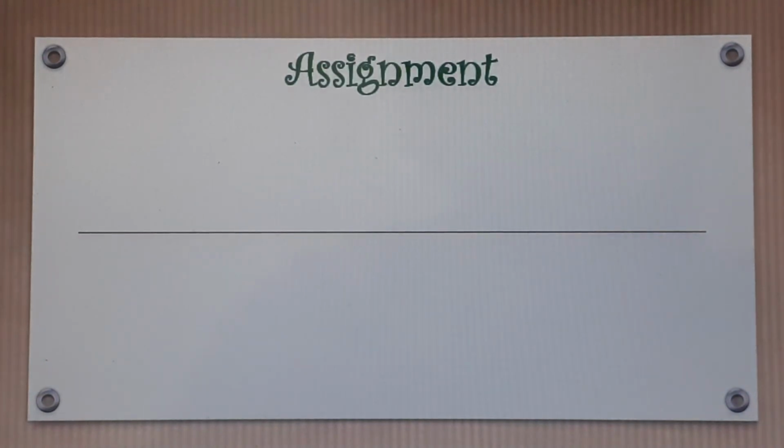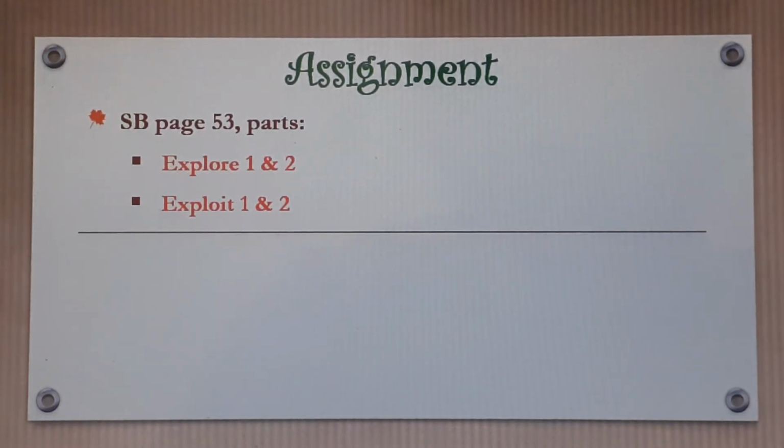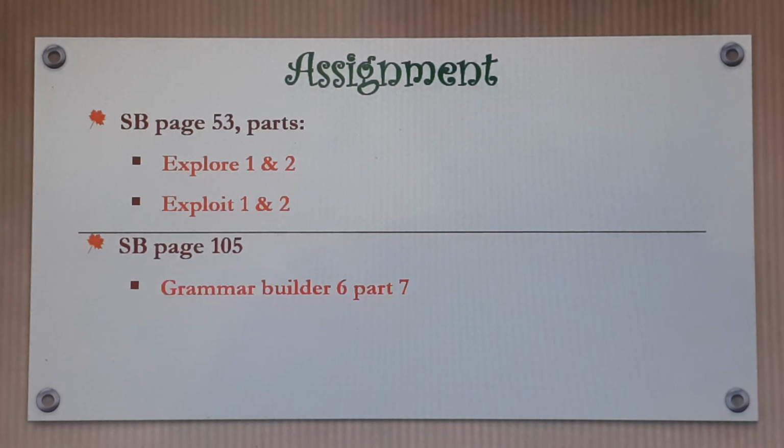Okay, now it's time for the assignment. Please do the student book page 53 parts explore 1 and 2 and exploit 1 and 2. Okay, because on the page of 53 we have another grammar. You only need to do the zero conditional parts, yeah. And still student book, page 105, grammar builder 6 part 7. So grammar builder unit 6 part 7 only, yeah, only one part.